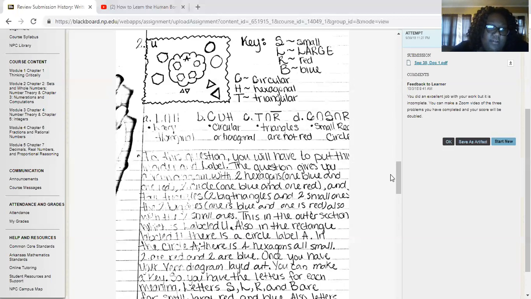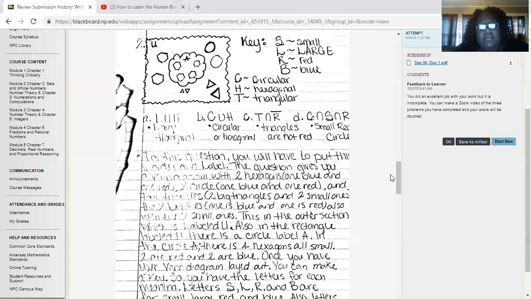So we have L conjoined with H, so that we know that that is a large hexagon. B, we have C not conjoined with H, which is circular or hexagonal. We have T, which is triangle, and R with the line on top of that. What does that mean? So that means it's not red. So that means that triangles are not red. So I don't want those triangles that are not red.